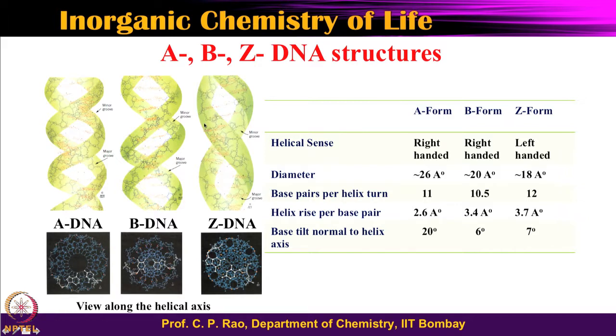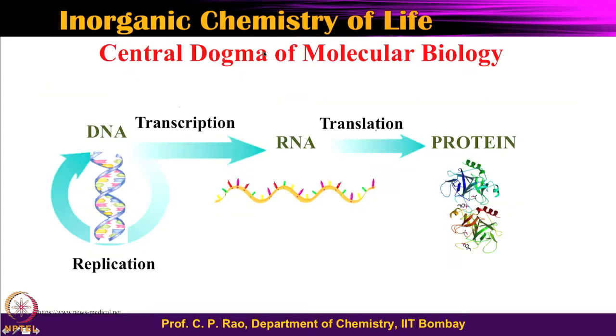And to tell you that these A, B and Z structures are interconvertible by changing certain conditions, such as the salt concentration in which they are immersed, and the humidity or water content. The humidity will compete with the hydrogen bonds that you have, and the salt concentration will put a kind of gradient. So under the gradient and the water dipoles, you can make this structure change from A type of DNA to B type of DNA to Z type of DNA structures. Okay.